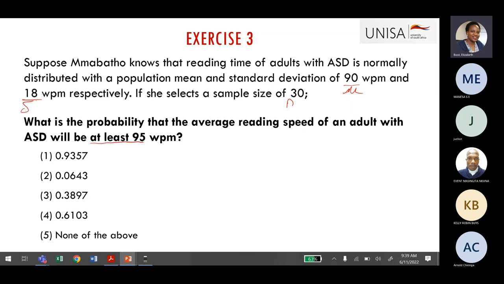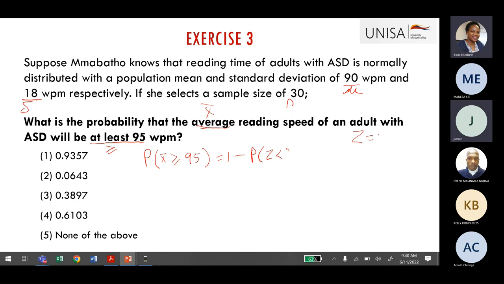So what is at least? Will be at least 95 words per minute. What is at least? At least is greater than or equal, right? So what they are asking you is to find the probability that your sample mean, because this says the probability of those means of the average, average is your sample mean, is greater than or equal to 95. Therefore, we can find 1 minus the probability of Z less than, and we substitute our Z value.